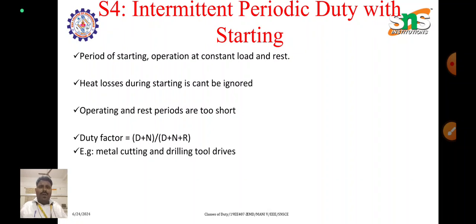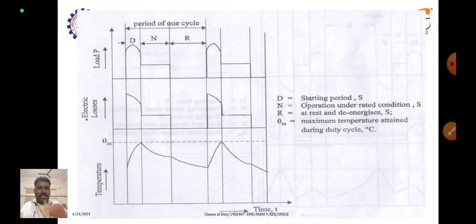So here, the period of starting, operation, the operation is under a constant load. After that there will be rest. So intermittent periodic duty contains only operating and rest, but here it is starting, operating and then rest. The example is metal cutting and drilling tool drives, etc.